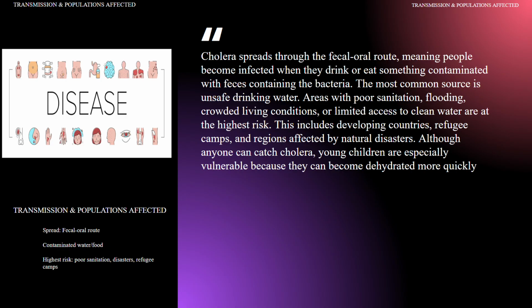So cholera spreads through the fecal-oral route, meaning people become infected when they drink or eat something contaminated with feces containing the bacteria. The most common source is unsafe drinking water. Areas with poor sanitation, flooding, crowded living conditions, or limited access to clean water are at the highest risk. This includes developing countries, refugee camps, and regions affected by natural disasters. Although anybody can catch cholera, young children are especially vulnerable because they can become dehydrated more quickly.